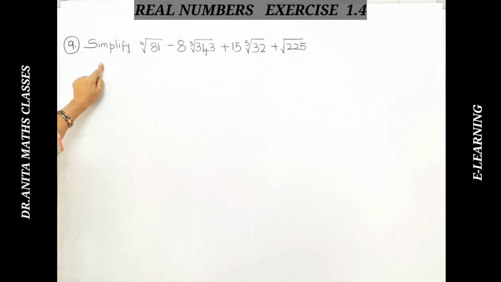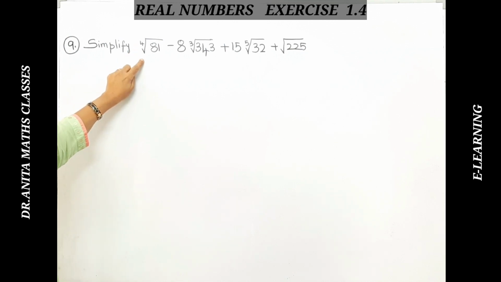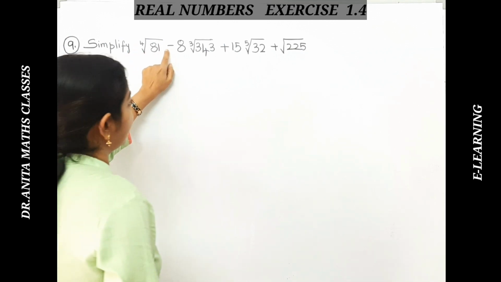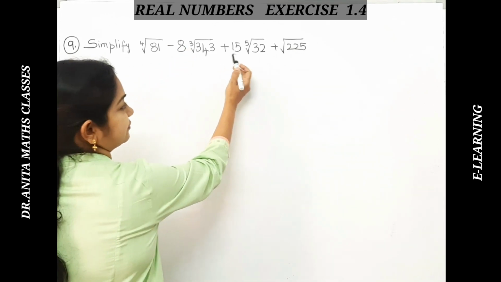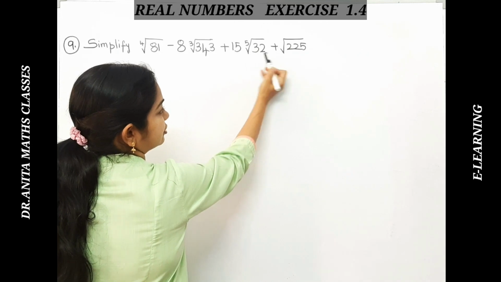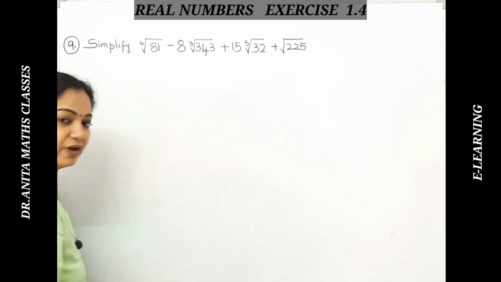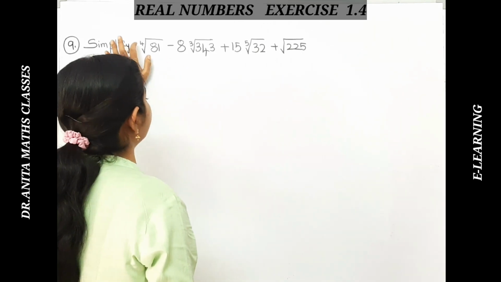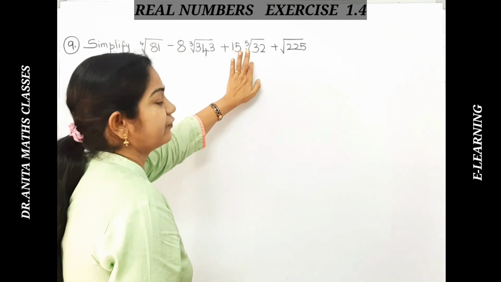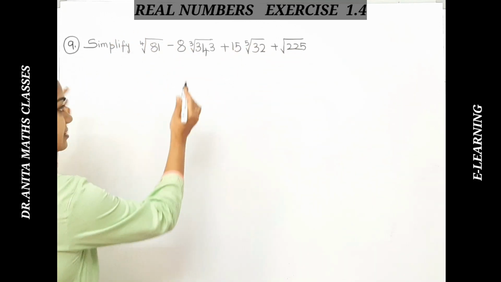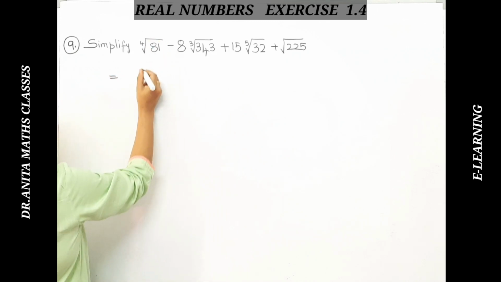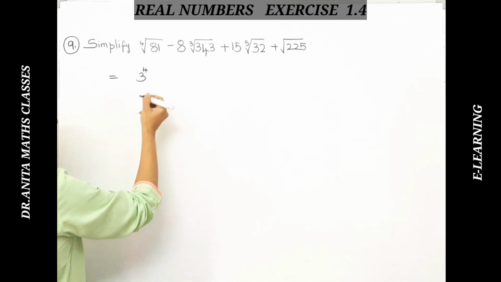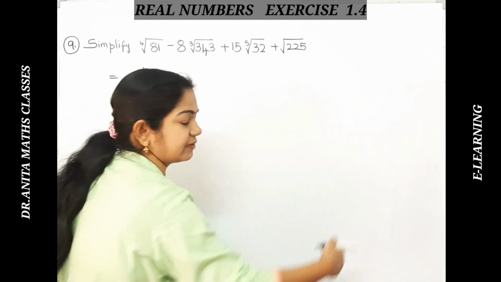9th problem. Simplify: fourth root of 81 minus 8 into cube root of 343 plus 15 into fifth root of 32 plus square root of 225. So all types of roots are given: fourth root, cube root, fifth root and square root. So we will simplify the value. Okay. So we know that 81 is 3 raised to the power of 4.